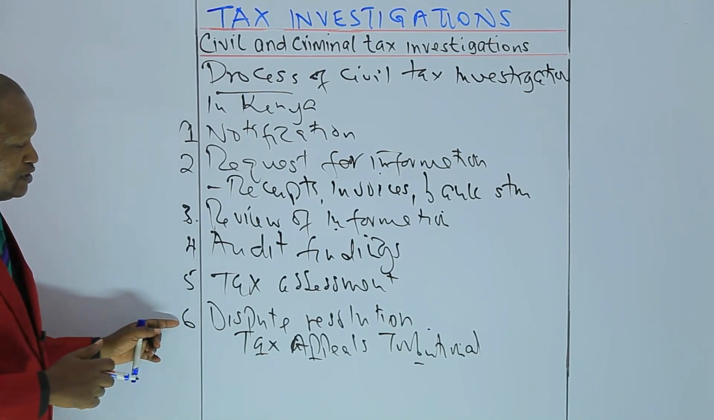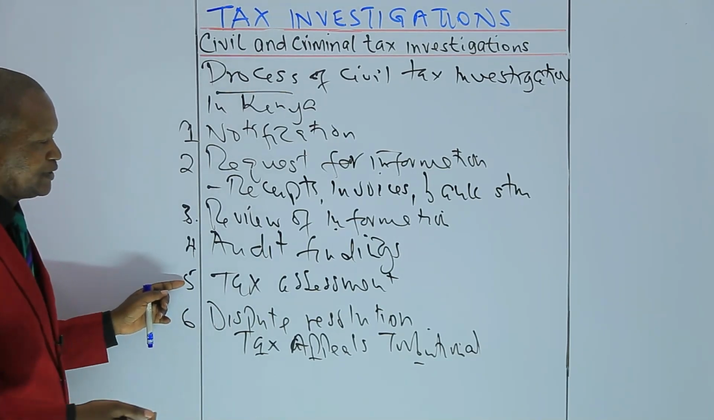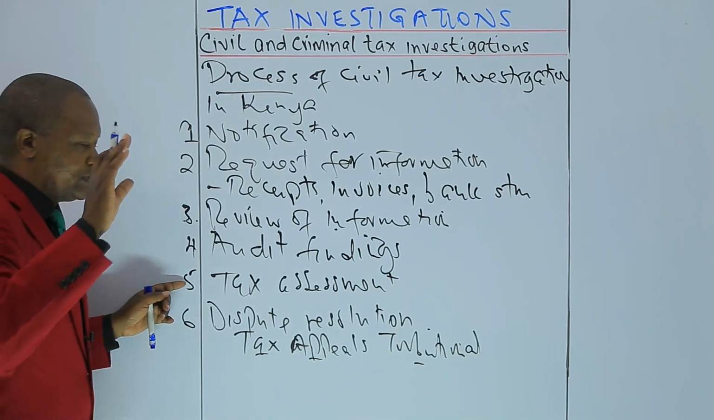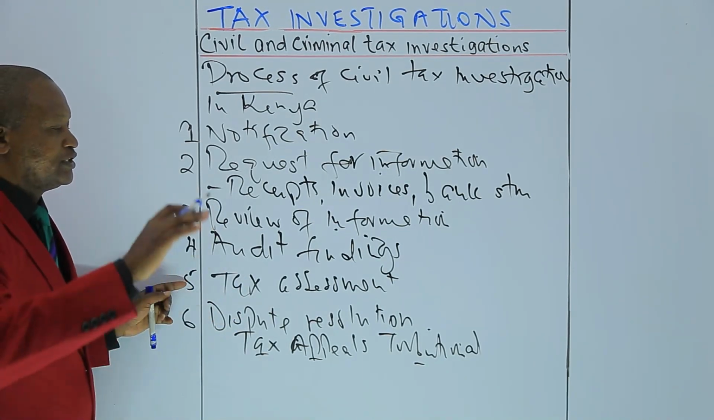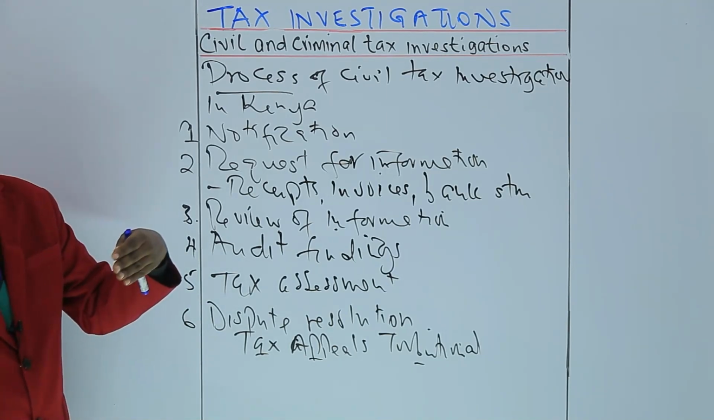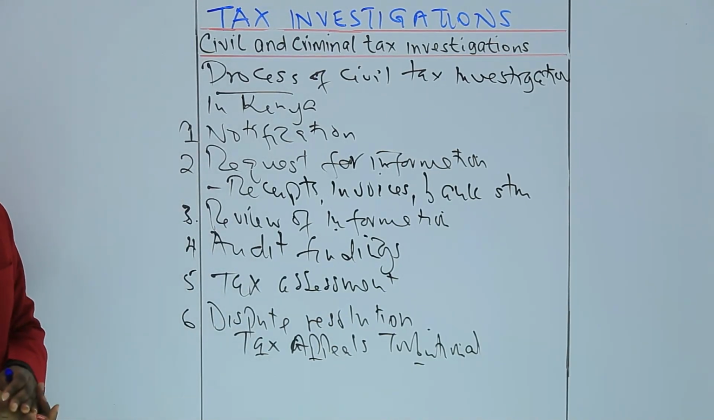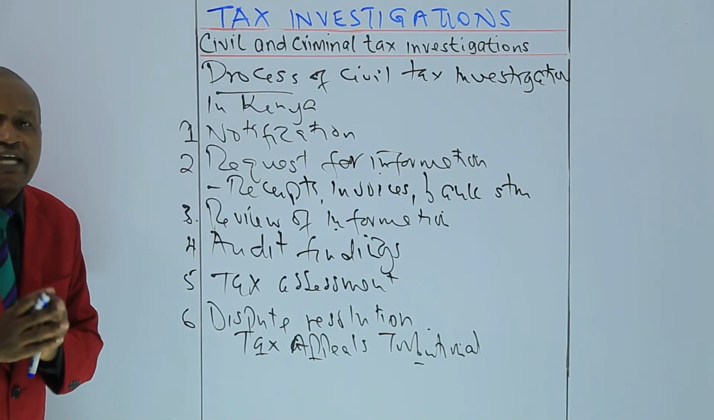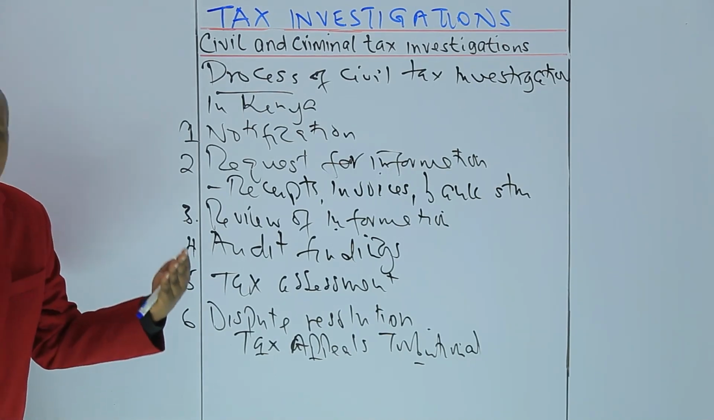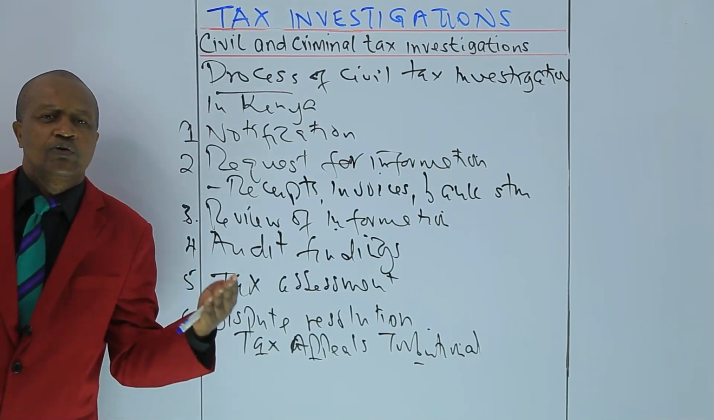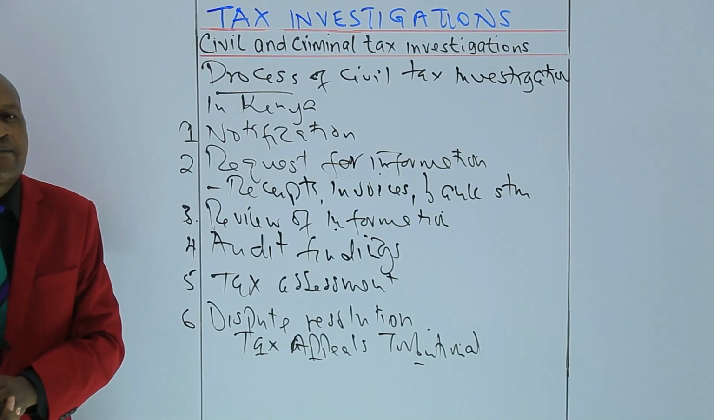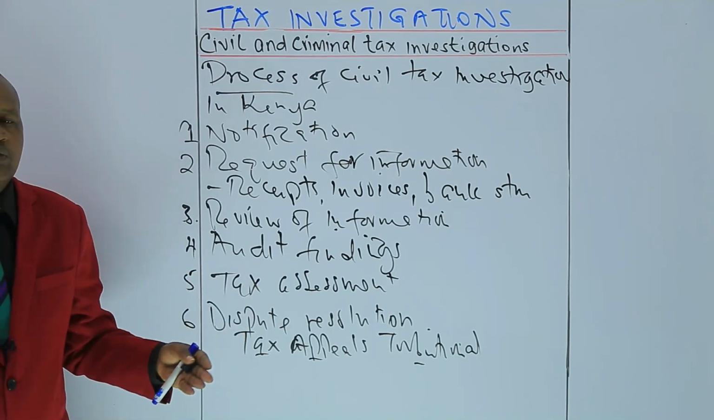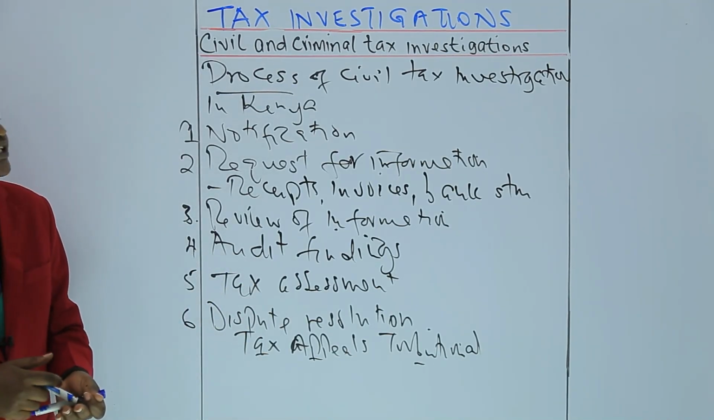Then in step number 5, we'll have dispute resolution. If the taxpayer disagrees with the assessment, they can appeal to the tax appeals tribunal, which will then review the case and make a decision. So that's the process of civil tax investigations in Kenya. And there could be penalties for civil violations. And these penalties vary depending on the seriousness or the severity of the offense.